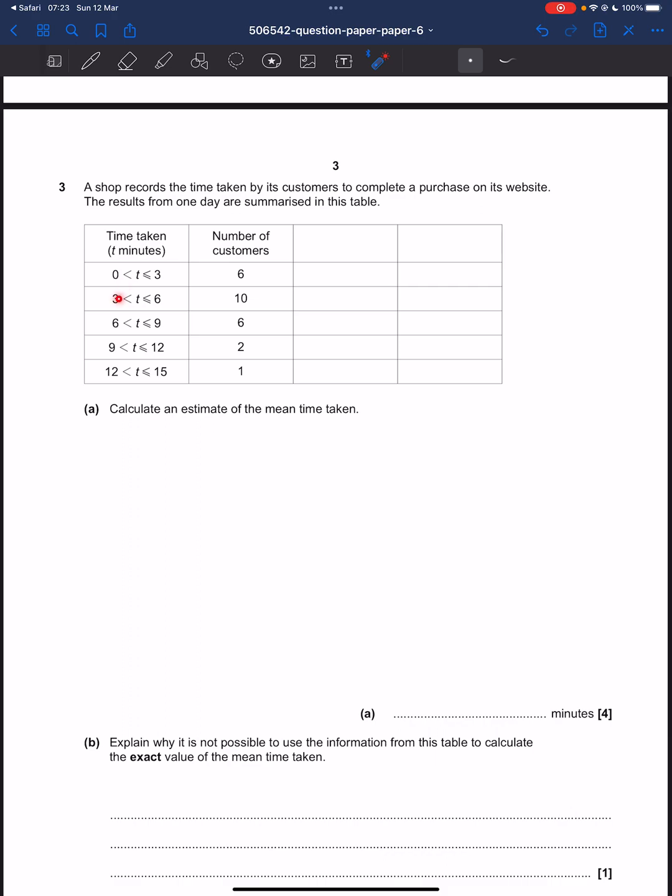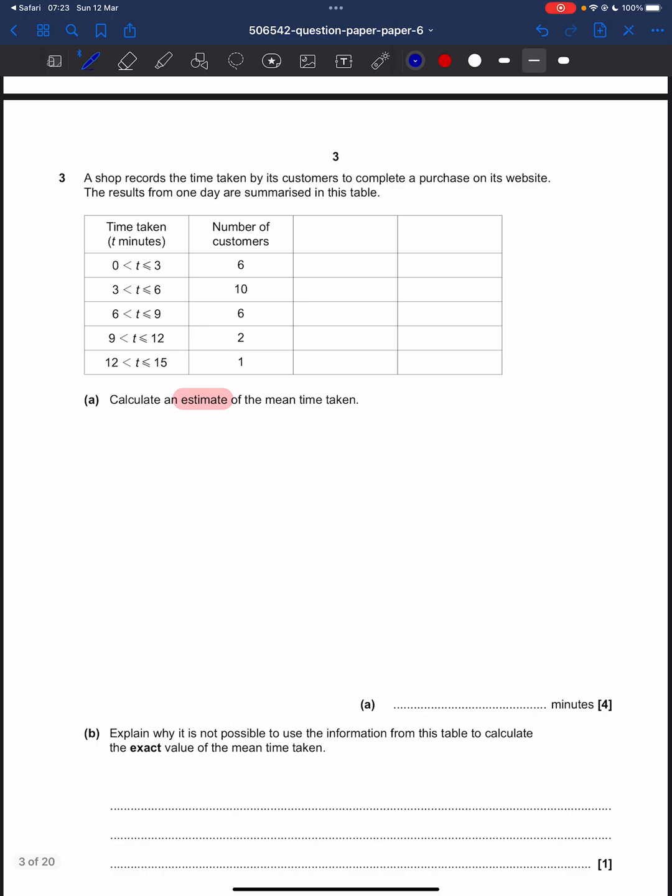Okay, so if you notice the upper one here is actually included in the one above because of the equal sign there. So that 6 is in there, but that's the starting point for that one. Okay, so it does say calculate an estimate of the mean. We can't get the exact one because we've been given them in groups. So for instance, we don't know exactly how long these 6 customers took, but we just know that between 0 and 3. That's why we can only calculate an estimate.